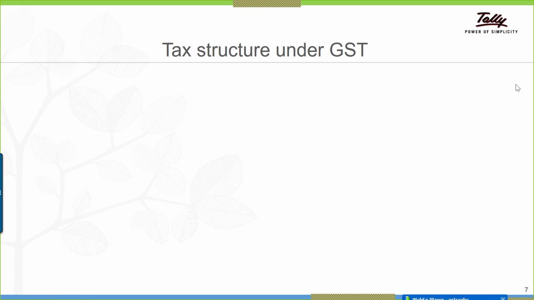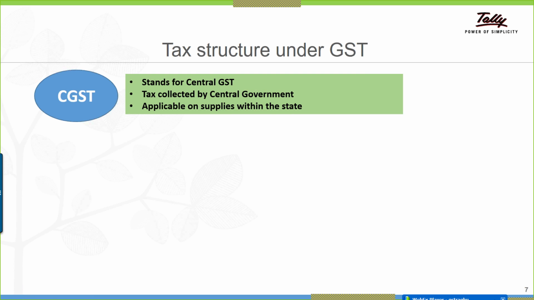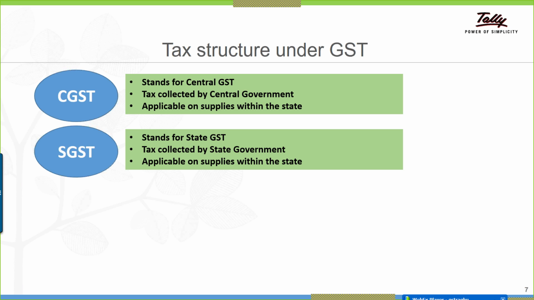The taxes under GST. What are the taxes under GST? The first is CGST. It stands for Central GST, tax collected by the central government, applicable on supplies within the state. Then SGST stands for State GST, tax collected by the state government, applicable on supplies within the state.